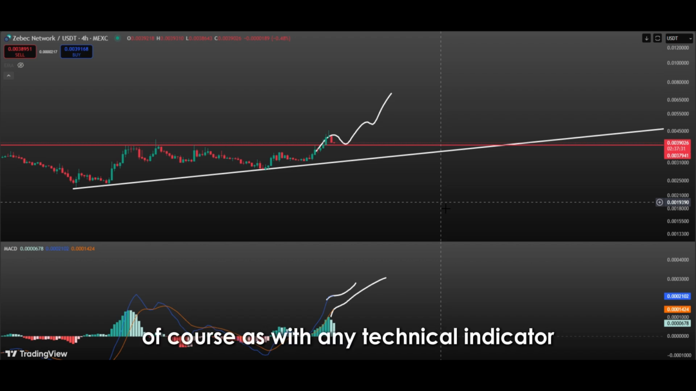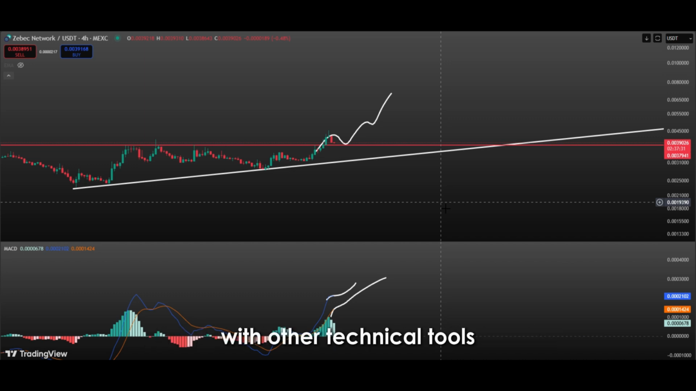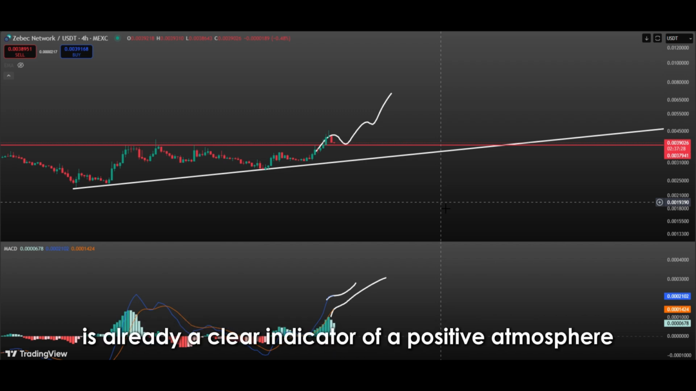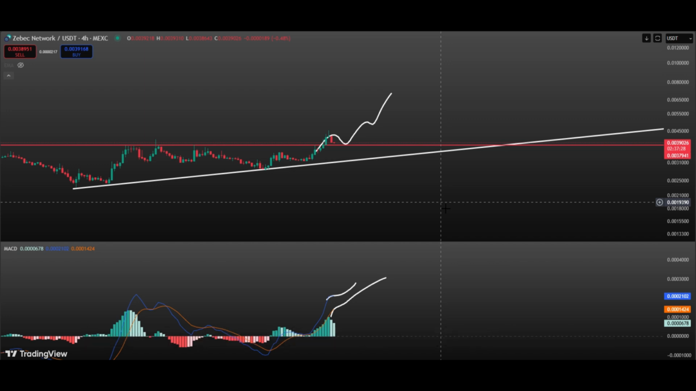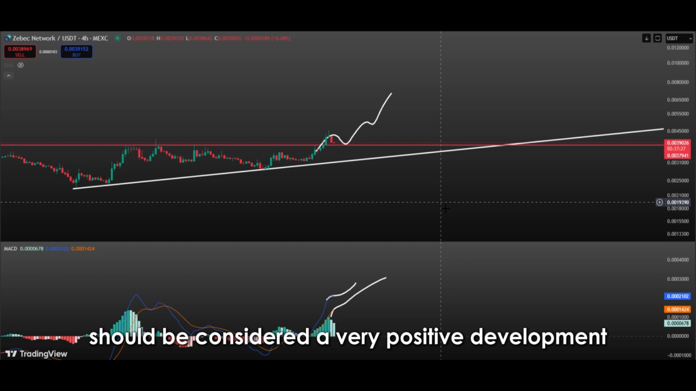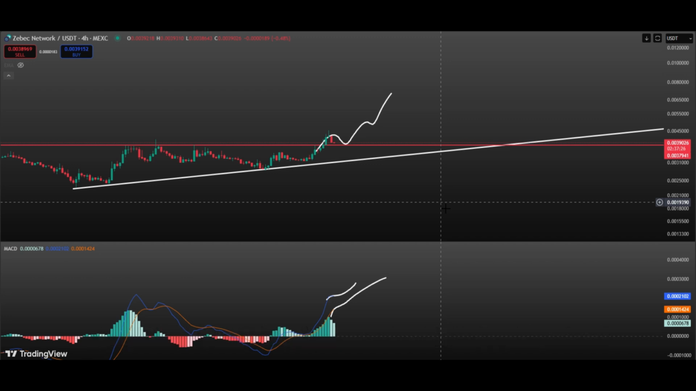Of course, as with any technical indicator, it is healthier to confirm MACD signals with other technical tools and price patterns when analyzing trend continuation or potential reversals. However, the mere upward movement of the MACD lines is already a clear indicator of a positive atmosphere. Therefore, the upward inclination of the lines should be considered a very positive development, both technically and psychologically for investors.